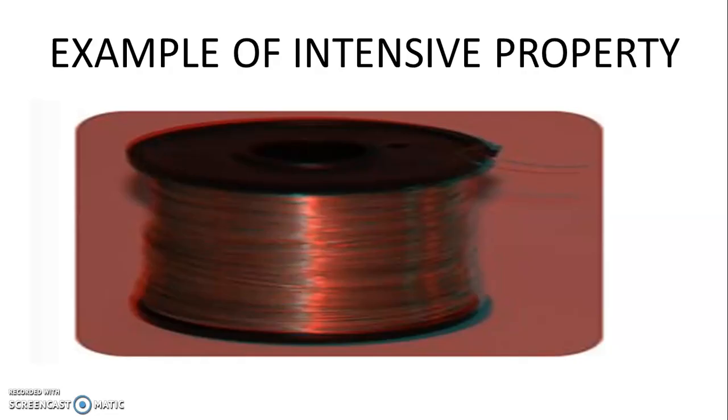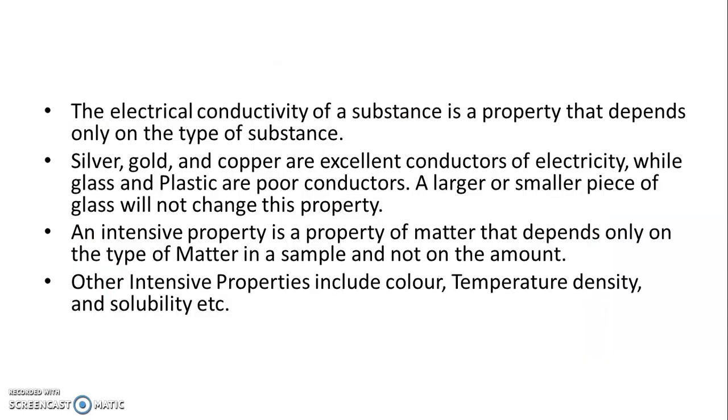So here in this figure, the copper wire is wound in the form of a bundle. The electrical conductivity for one piece of copper wire or one bundle of copper wire will remain the same. This means the electrical conductivity of a substance is an intensive property. Similarly, silver, gold and copper are excellent electrical conductors, while glass and plastic are poor conductors of electricity. So, a larger or smaller piece of glass will not change this property.